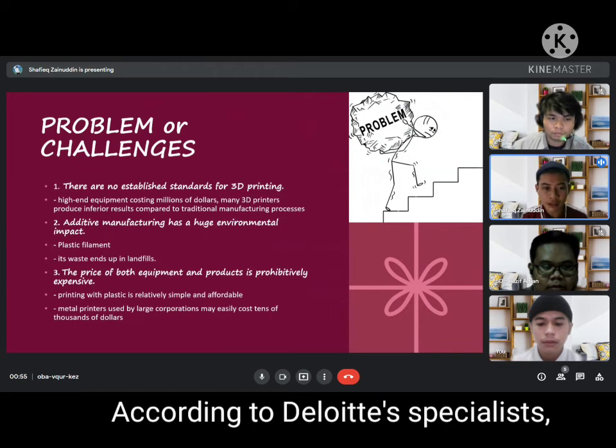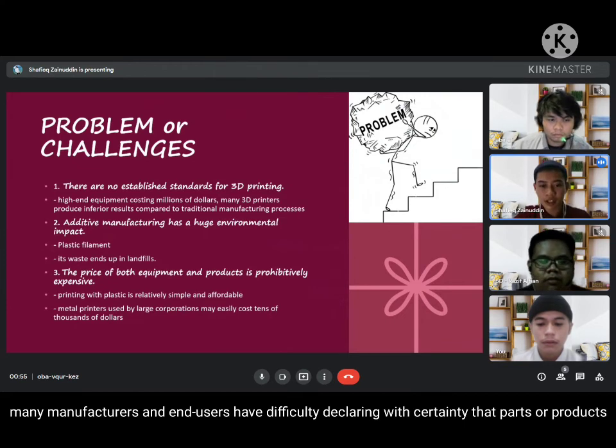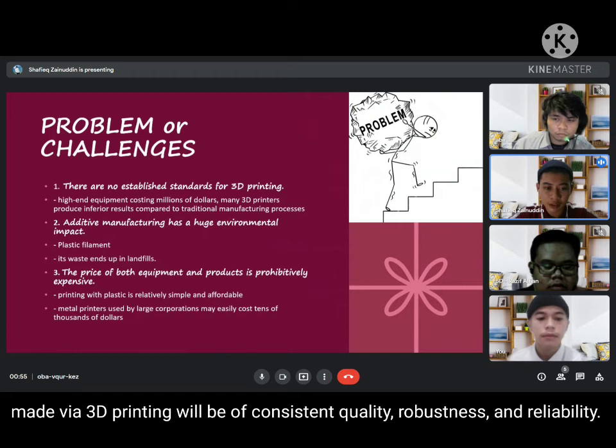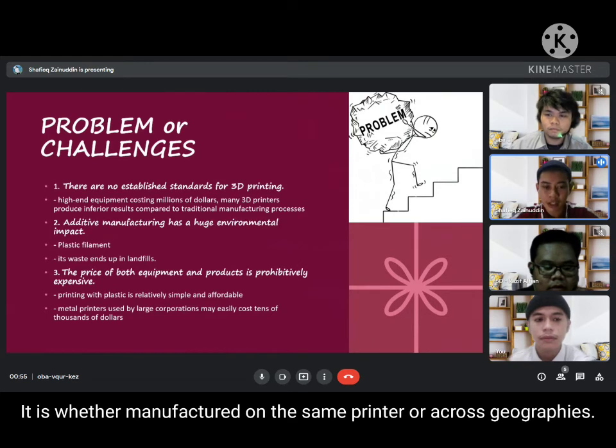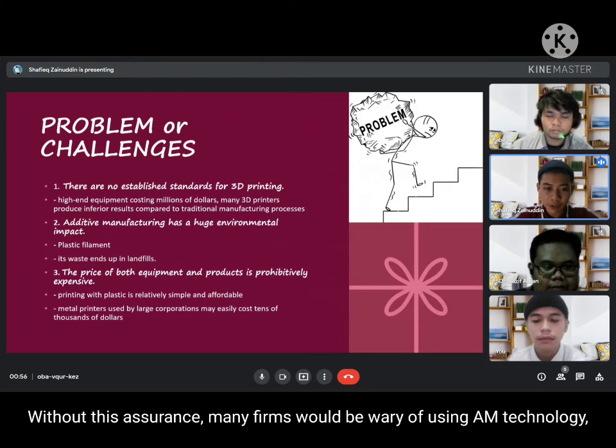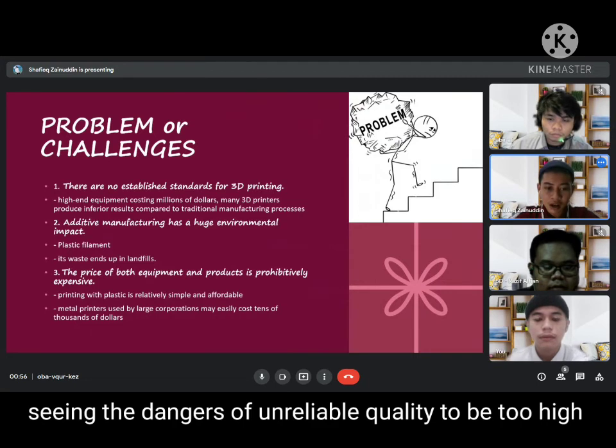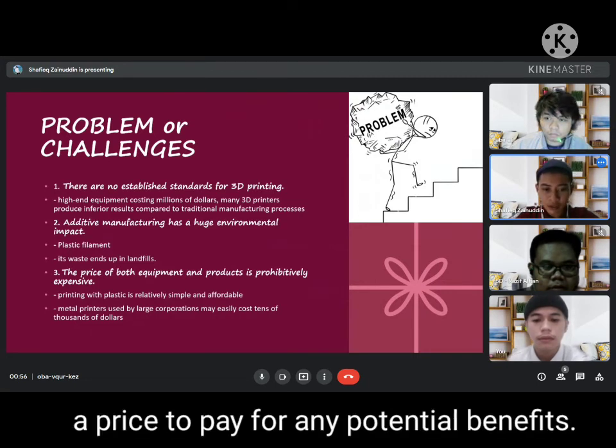According to Deloitte specialists, many manufacturers and end users have difficulty declaring with certainty that parts or products made via 3D printing will be of consistent quality, robustness, and reliability, whether manufactured on the same printer or across geographies. Without this assurance, many firms would be wary of using AM technology, seeing the dangers of unreliable quality as too high a price to pay for any potential benefits.